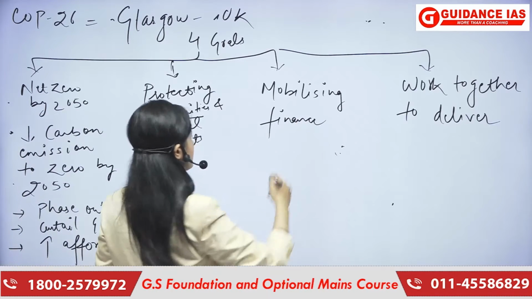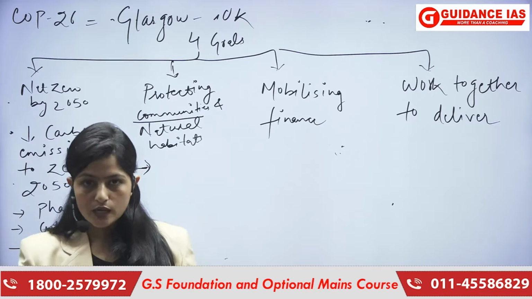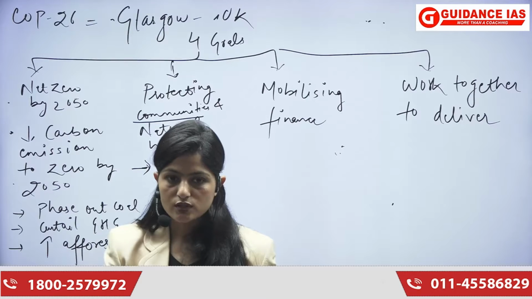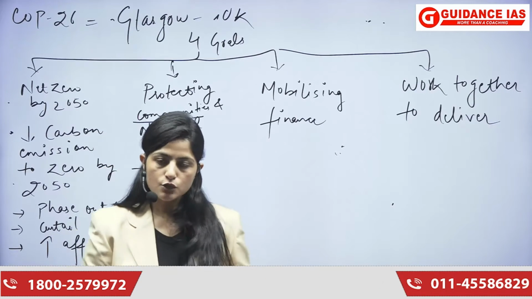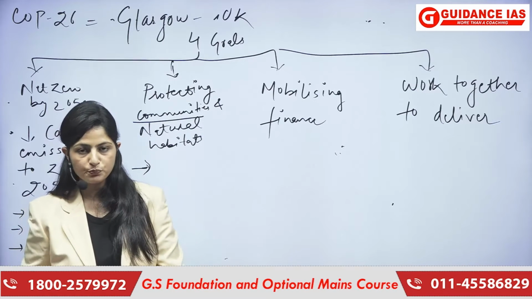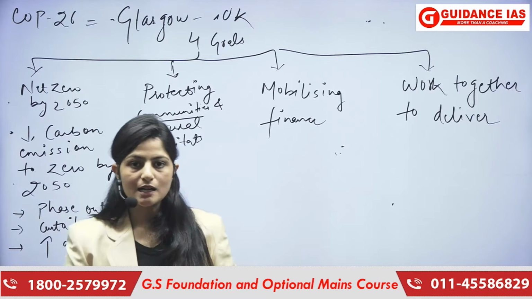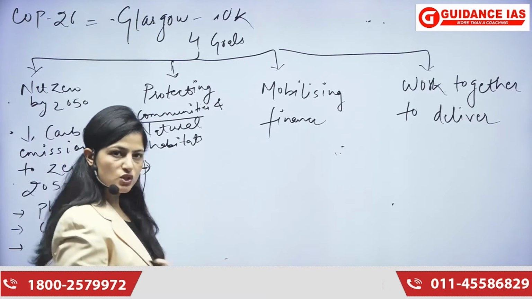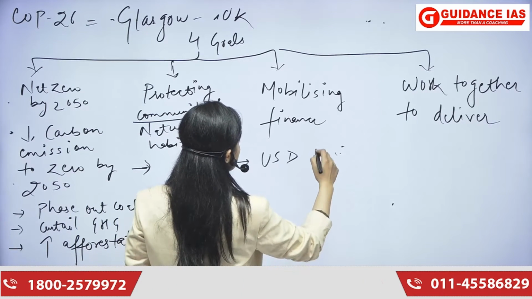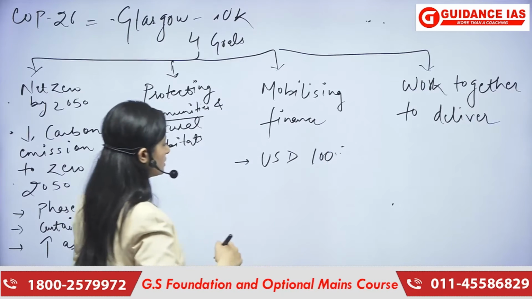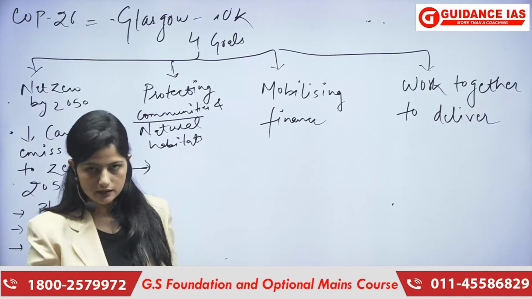Third was mobilizing finance. Now, who will mobilize this finance and what is this finance all about? We all know that the developed countries are the historical emitters because the industrial revolution started way before the developing countries. So it is their responsibility to give funds to the developing countries so that they can adapt certain technologies which can help mitigate climate change, which they have promised also. They have promised to give the developing countries $, how much? I think 100, they have promised to give $100 million to the developing countries.